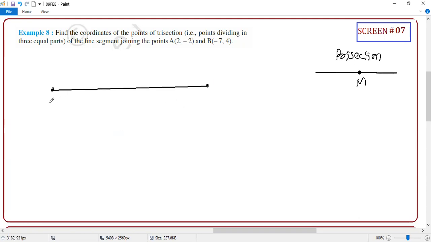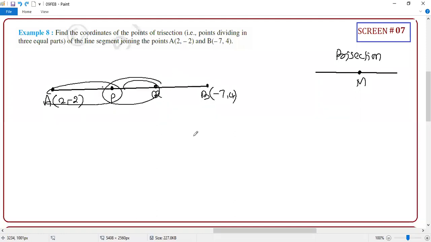I don't know where, somewhere between that. Clear or not? Let me mark these 2 points first, whatever the given points. So now you need 2 points in the middle. Maybe I'll mark P and Q, in such a way that these 3 lengths are equal. Sir, it seems like it's not equal. Guys, it's a rough diagram, okay? Don't expect me to draw it properly. Somehow you have to assume that AP, PQ, QB, all three are equal. Crystal clear or not? All three are equal.